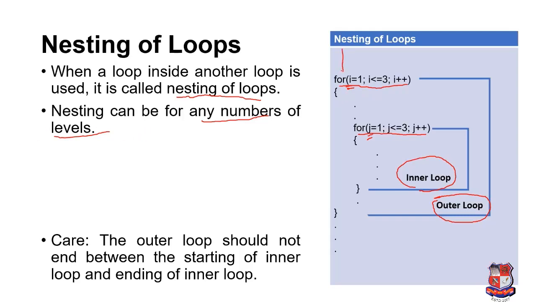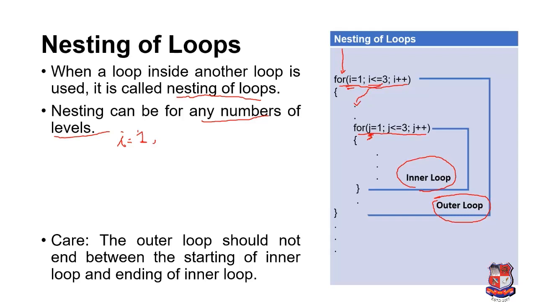The programming control starts from here. First the value of i is initialized to 1. Now the condition will be checked: 1 less than or equal to 3. The condition is true, so control is given to the body. Now the program will go to the next loop, which has the control variable j.